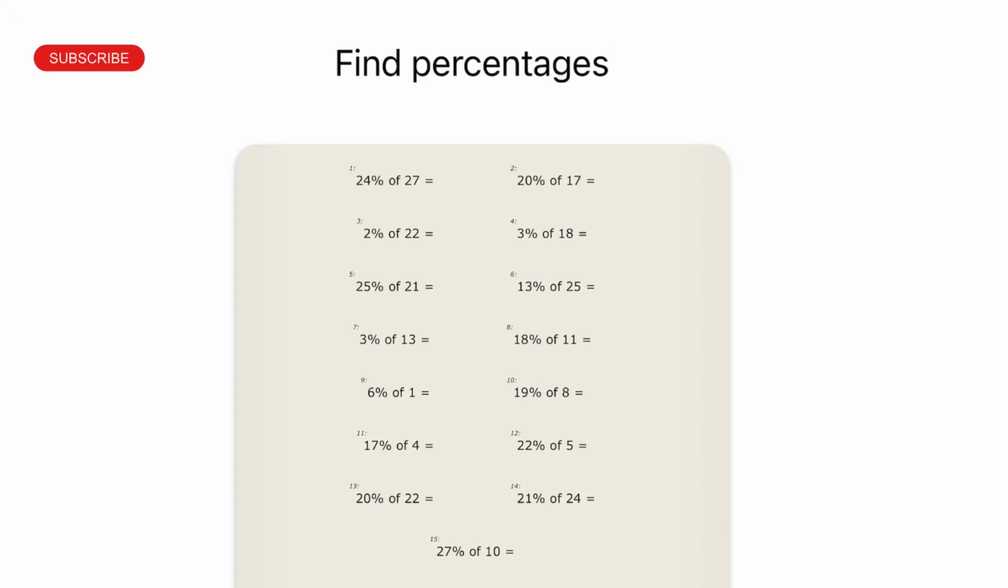So we'll find percentages now. And these are not very easy percentages. They are not like 10% of 100. This is not like this. This is slightly complex, and we'll sort it out. We'll solve it quickly. Try to solve very quickly.